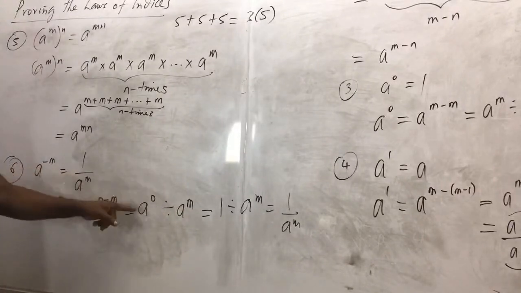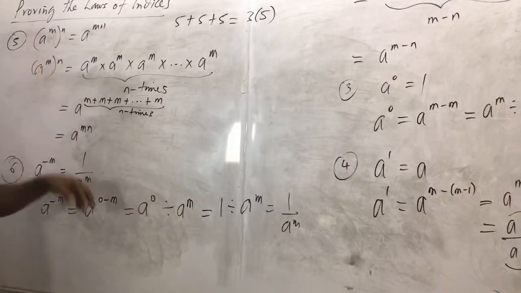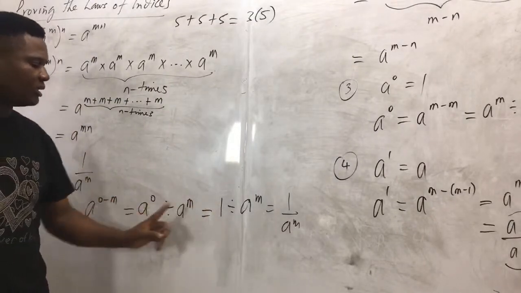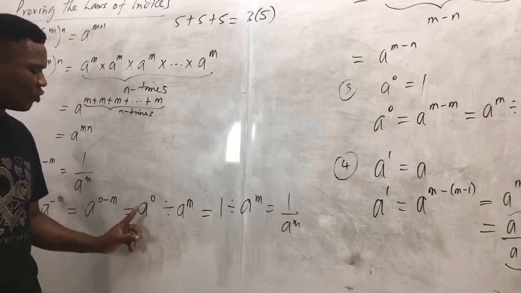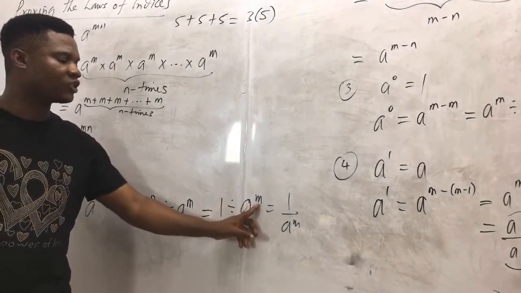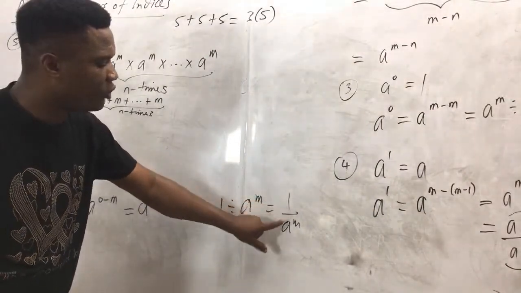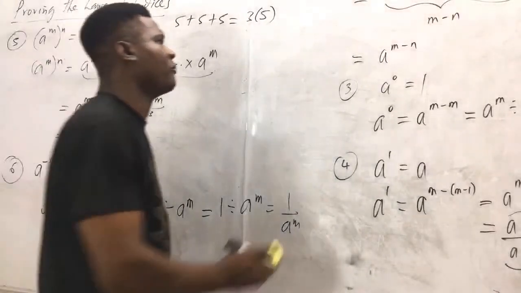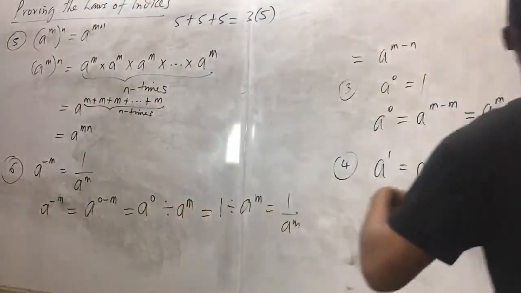But according to the zero power law we have stated earlier and proved earlier, a raised to power 0 is 1. So if we replace this with 1, then a raised to power 0 divided by a raised to power n is 1 divided by a raised to power n, and that gives you 1 over a raised to power n. And that proves law number 6. So let's go to law number 7. How do we prove law number 7, guys?